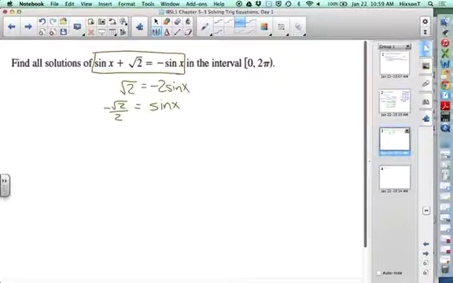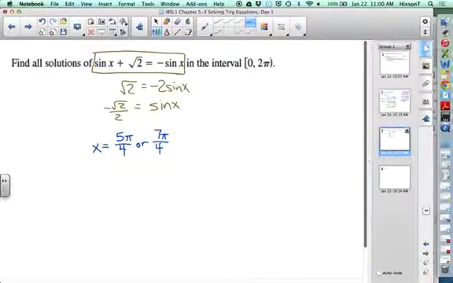Now, which quadrants is sine negative in? The third and fourth. So it's not pi over 4, it's not 3 pi over 4, those are where sine is positive. It's 5 pi over 4 and 7 pi over 4. Good. So we would say x equals 5 pi over 4 or 7 pi over 4.